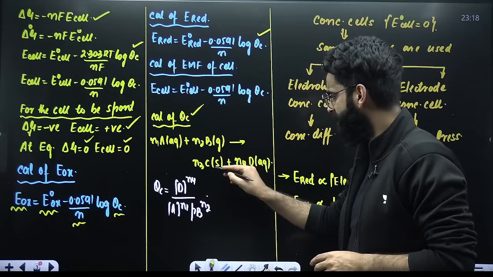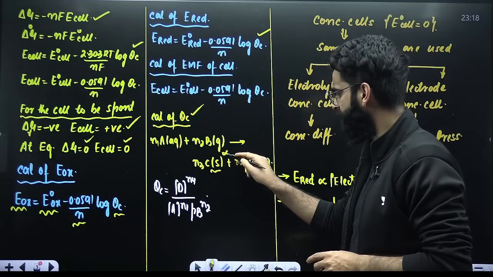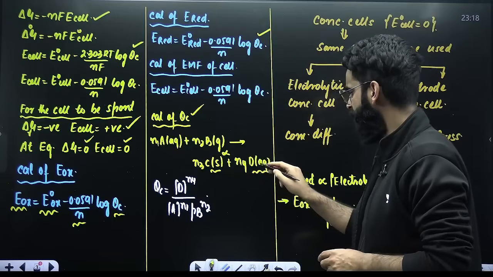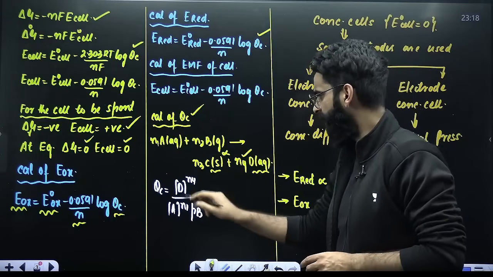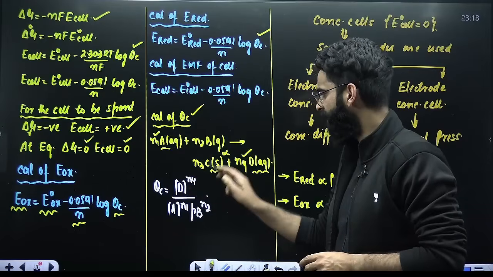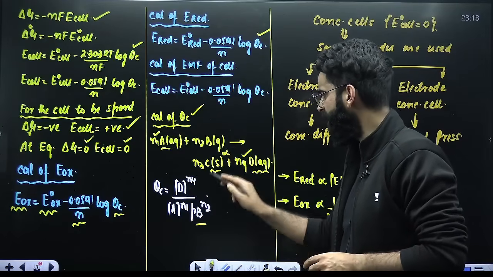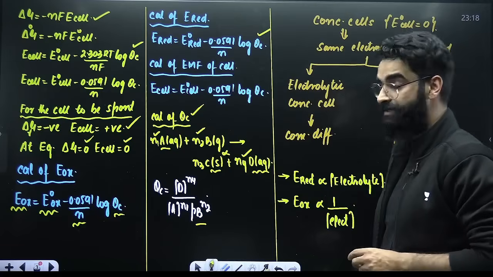Now, Qc is equal to... Start with the product. This is the product which is in solid form, nothing to do with this. Now, moving on to this product, which is in aqueous state. So, concentration of D raised to power n4 divided by concentration of A raised to power n1. This is in gaseous phase, so partial pressure of B raised to power its stoichiometric coefficient, that's n2.